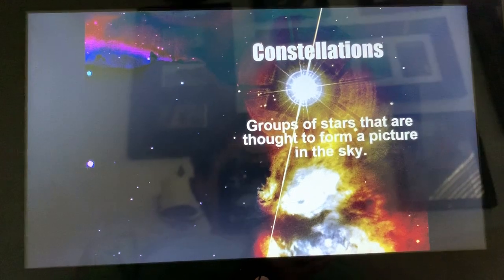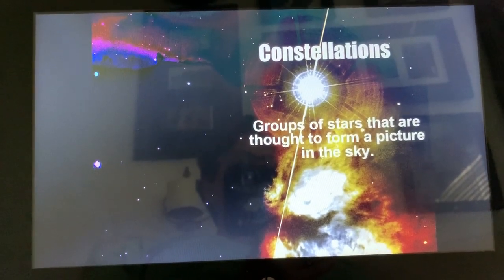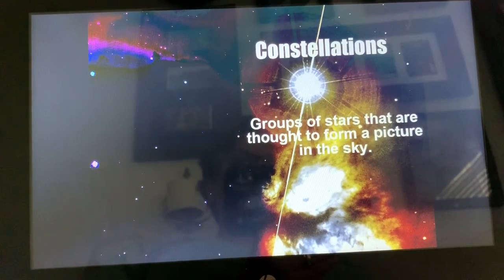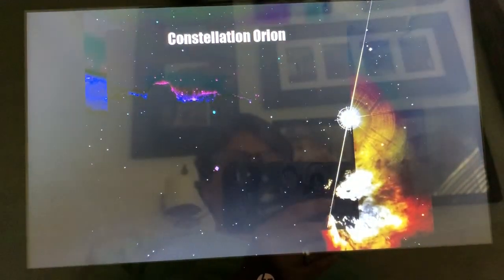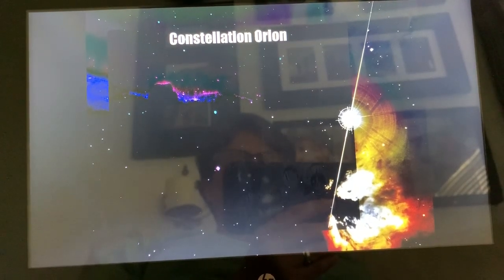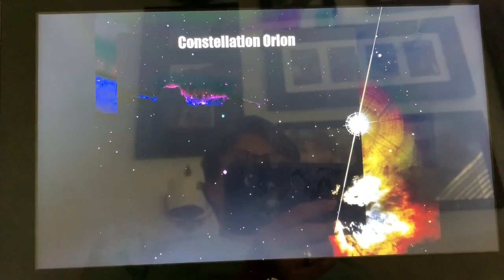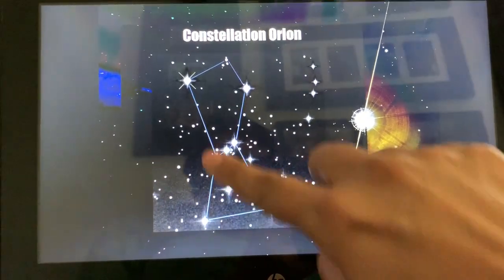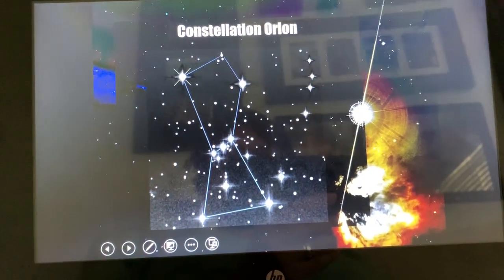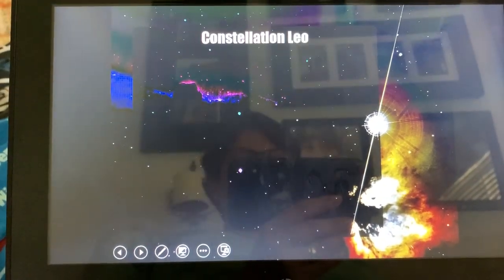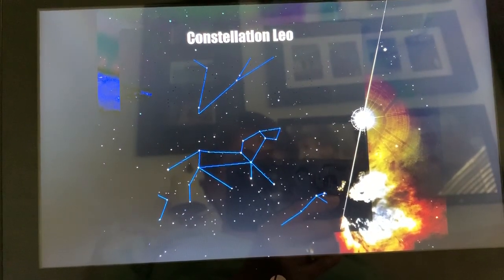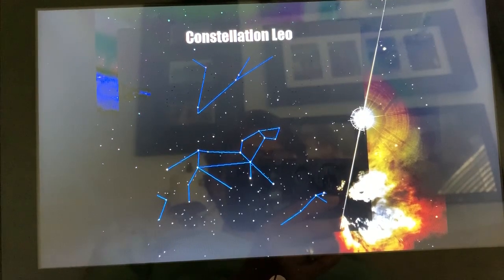Then we have what we call constellations. And constellations are groups of stars that are thought to form a picture in the sky. The most popular ones that we know of are constellation Orion. See, all the dots, looks like it forms some sort of picture. And then we have constellation Leo, and it would look like this. Can you see the blue lines? That would be constellation Leo.